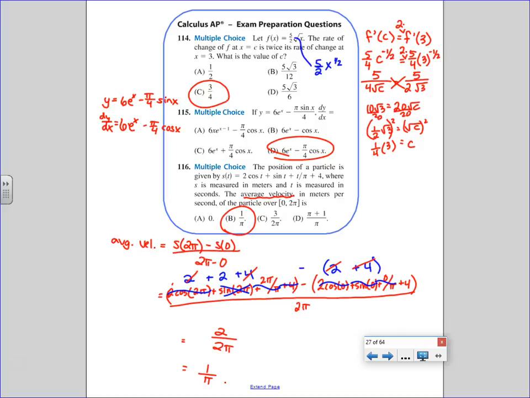How do we find rate of change, velocity? Listen to what I said. How do we find rate of change or velocity? Derivative of position, S of t. How do I find average rate of change or average velocity? Plug into the formula.